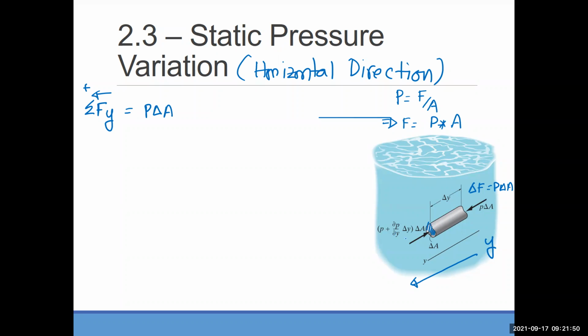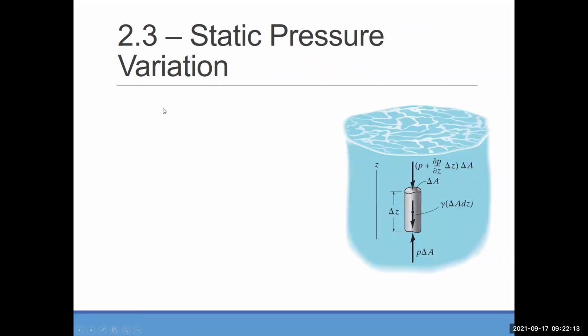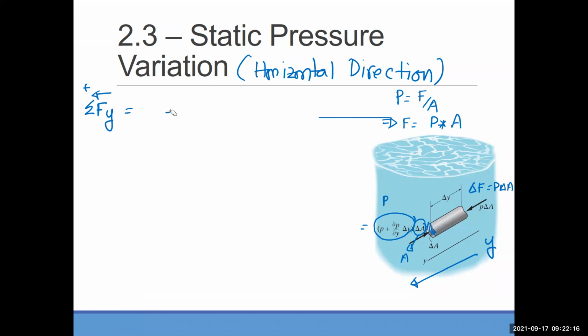And there is another P. This is the P, this is A. So if I define this one, let me write down one extra line here. I will define this one as delta F1, and I will define this one as delta F2. Okay. So the direction for delta F1 is positive. What is the direction for F2? Negative. Yes. And the summation of this is 0.